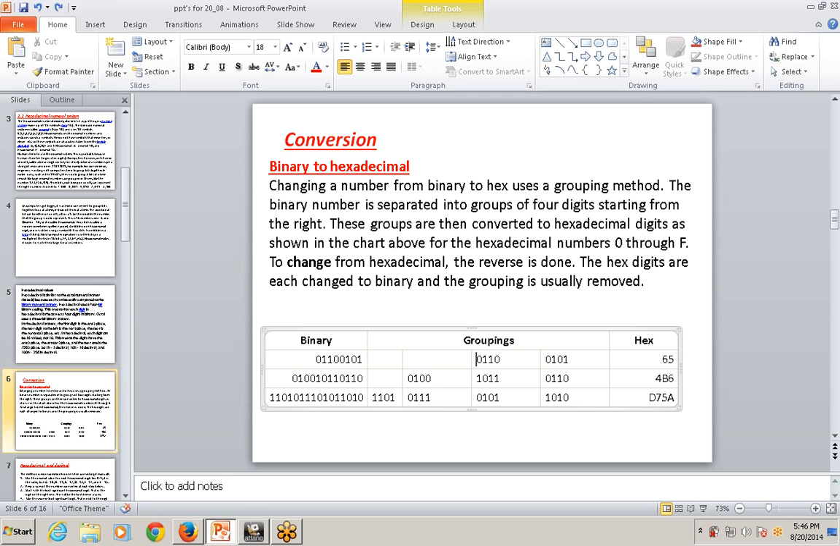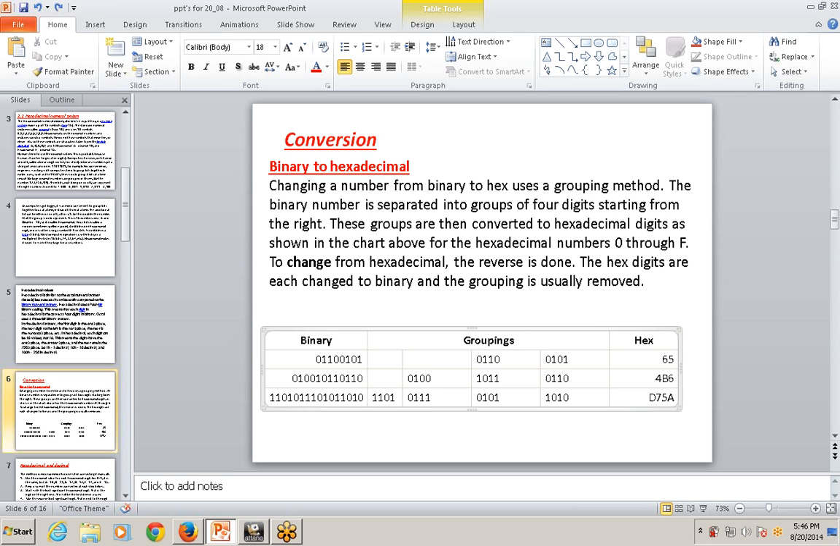Now let's see how I can calculate 0 1 1 0. Starting with 0, it is multiplied by 2 power 0. 2 power 0 is 1, and 1 multiplied by 0 is 0. Next, this is 1, so 2 power 1 into 1 is 2. Next, 2 power 2 into 1 is 4. Now if I add 4 plus 2, that is 6. So the output is 6.